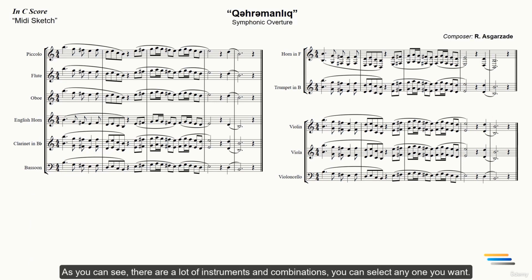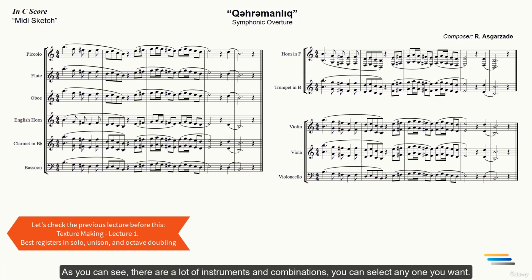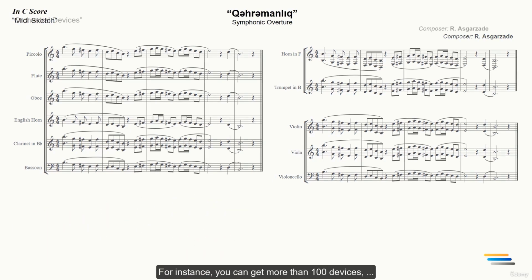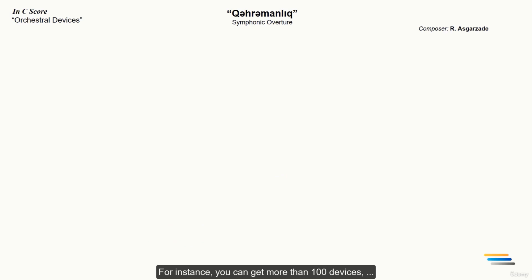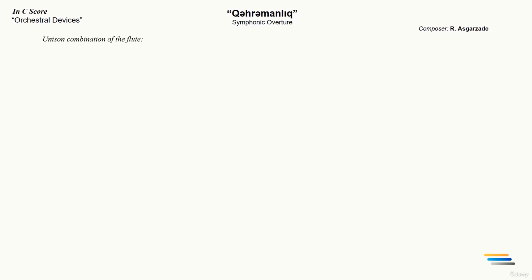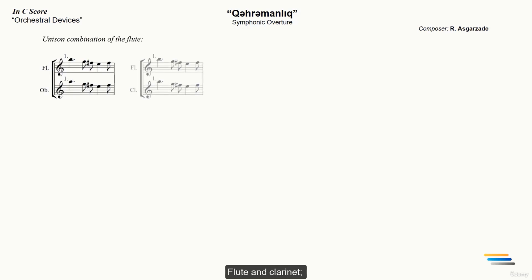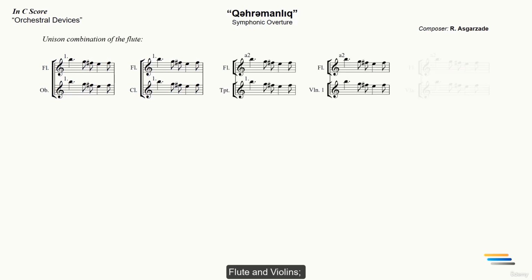As you can see, there are a lot of instruments and combinations. You can select any one you want. For instance, you can get more than 100 devices if you choose just a combination of the flute with the different instruments. 5 unison devices are played at the same register: flute and oboe, flute and clarinet, flute and trumpet, flute and violins, flute and violas.